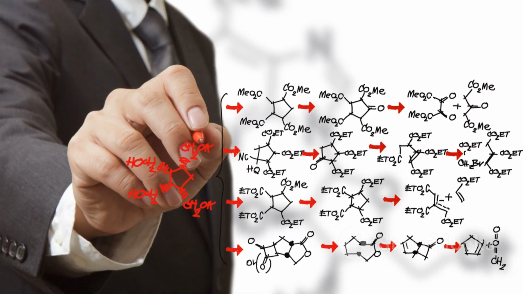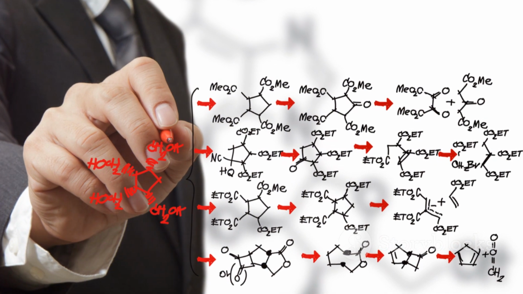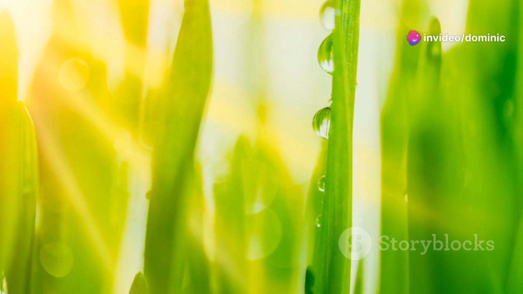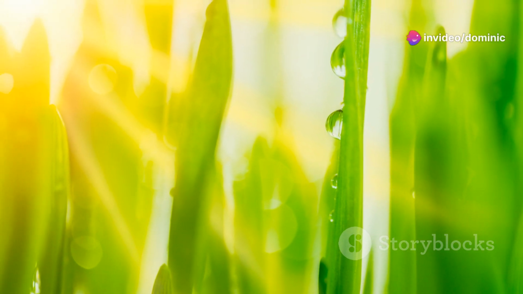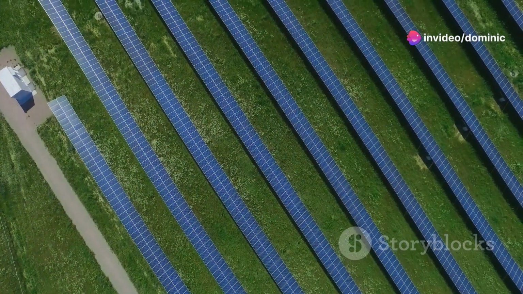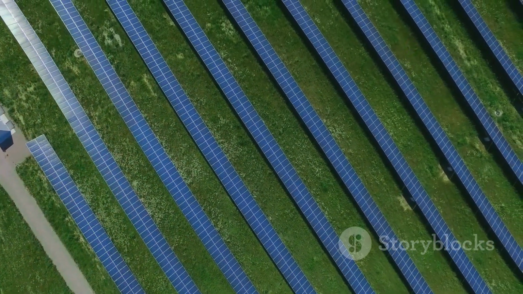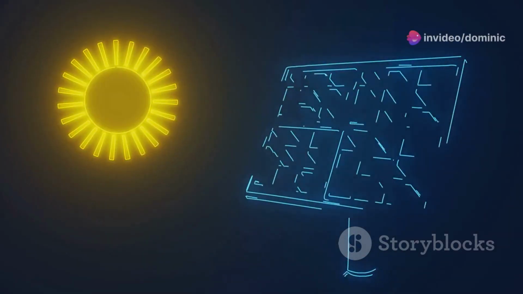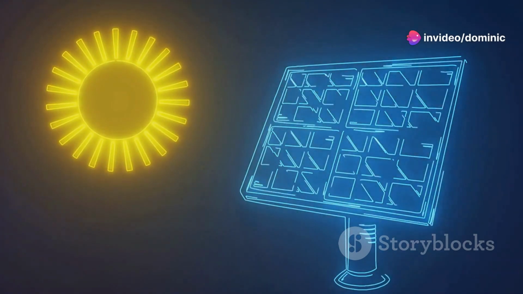The structure of chlorophyll allows it to be an excellent light absorber. It has a central magnesium atom which plays a vital role in capturing light energy. The energy absorbed is then transferred to other molecules which initiate the process of photosynthesis. This transfer of energy is fundamental to the conversion of light energy into chemical energy.